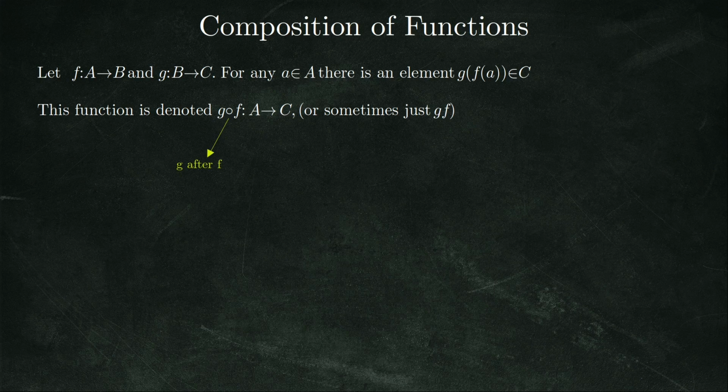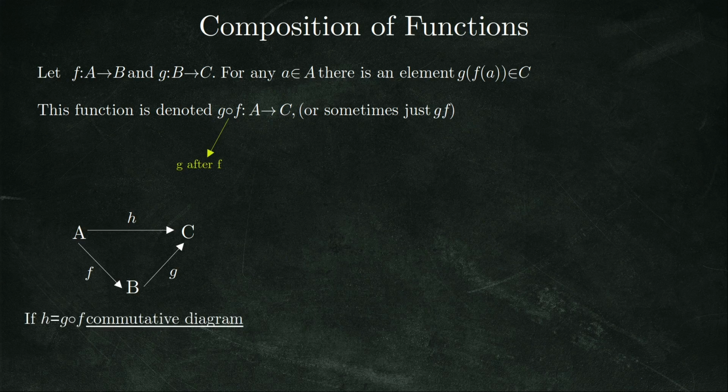And to keep this clear in our heads, we can draw diagrams to show this. So here we've got the function f mapping from A to B, the function g mapping from B to C, and a function h mapping from A to C. Now, if h is equal to g after f, then this is called a commutative diagram. So commutative just means the order doesn't matter. So if h is equal to g after f, then it doesn't matter whether we go straight from A to C or whether we go A to B, then B to C.